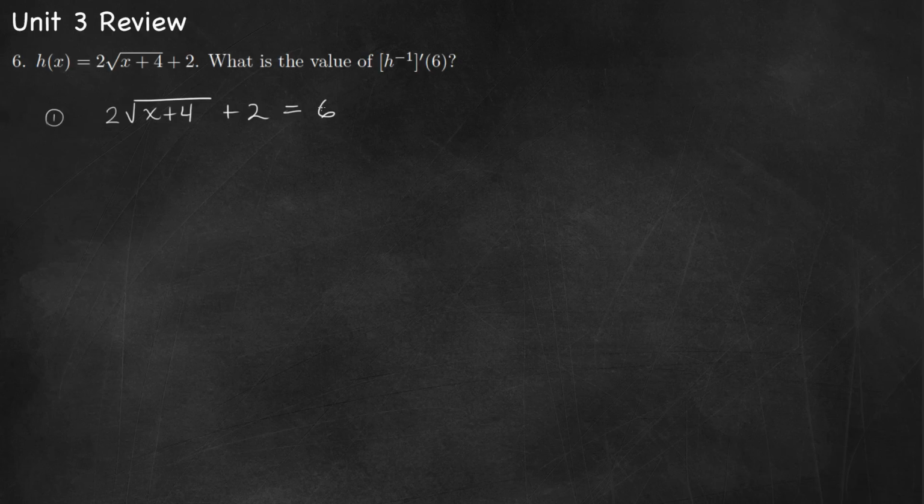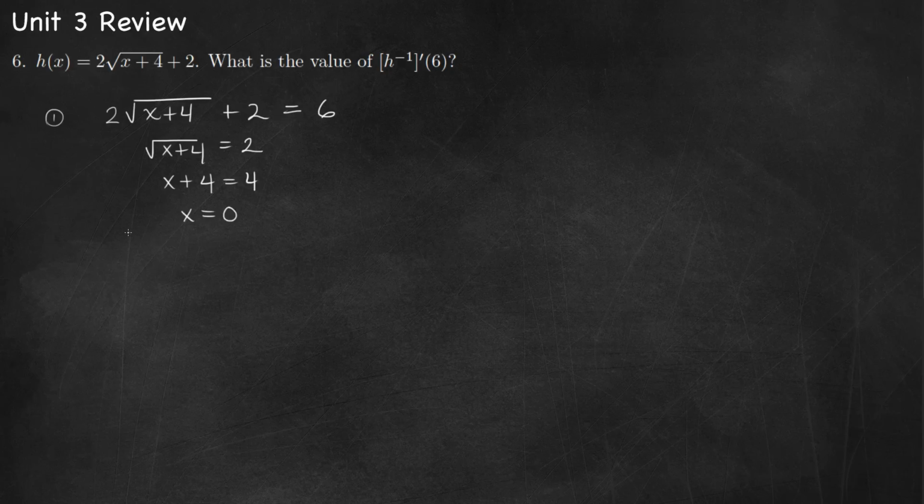So I'm going to subtract 2 on both sides. I get 4 on the right. Then I'm going to divide both sides by 2, I'll have 2 on the right, so I have square root of x plus 4 equals 2. And now I can square both sides, I get x plus 4 equals 4, and x equals 0.